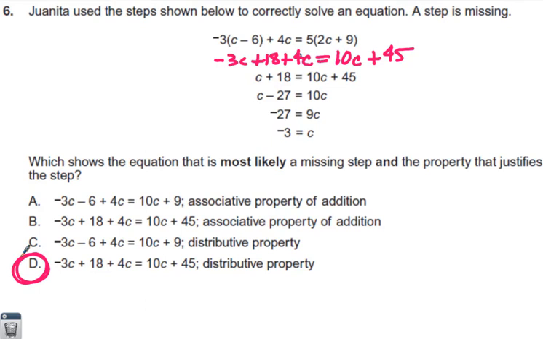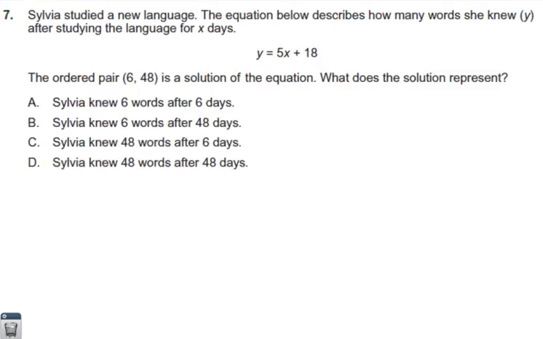Gang, in questions like this, I know they mention all kinds of different properties, associative and whatever, but the distributive property is most likely going to be the property they want you to be able to recognize.